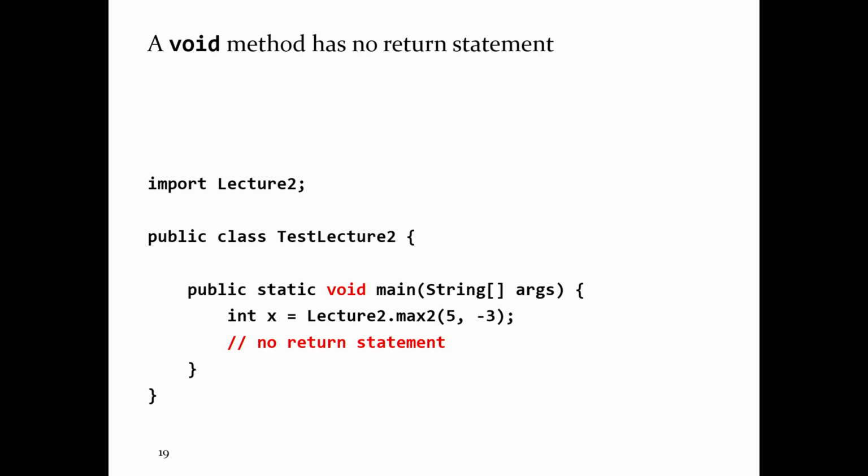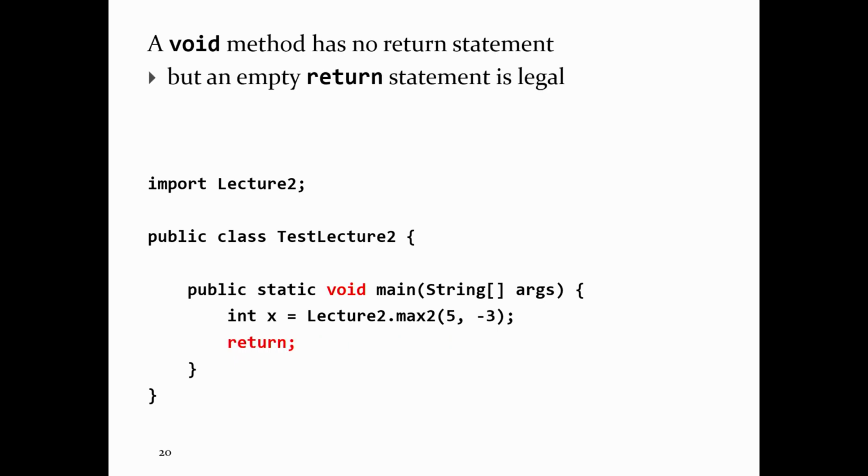And a void method has no return statement. So if you have a method that returns void, you don't need a return statement. If you want to, though, you are allowed to use an empty return statement. This is sometimes useful if you want to exit a method early. So you have some condition where you know you don't have to do anything, you'd like to get out of the method right away, so you can just do return. And if the condition's not true, you can do some other stuff. So it's occasionally useful.